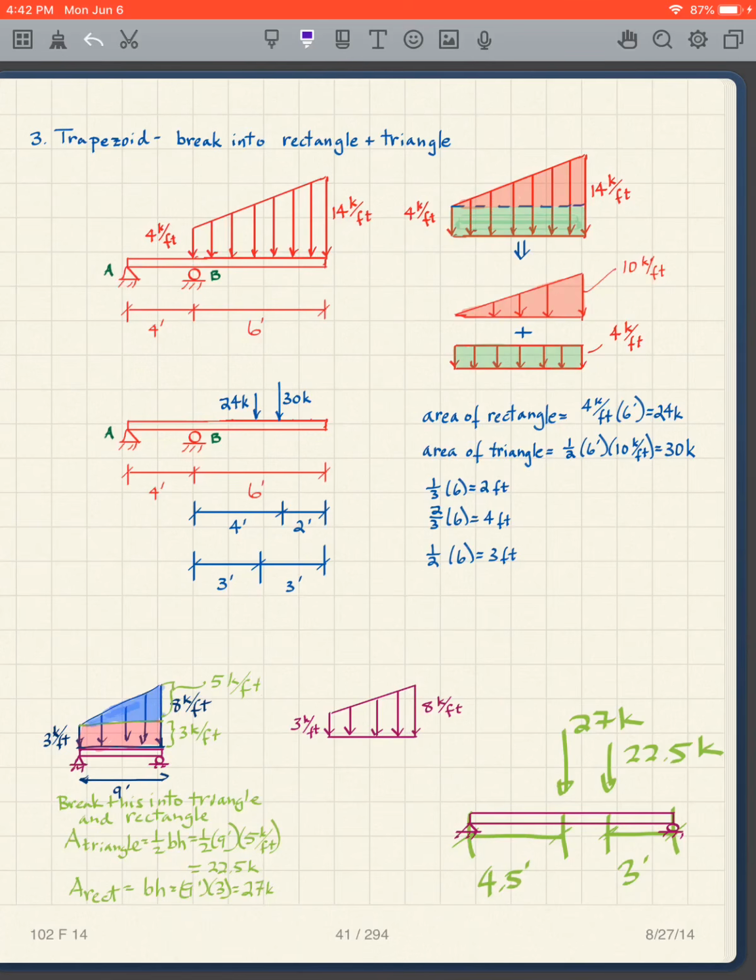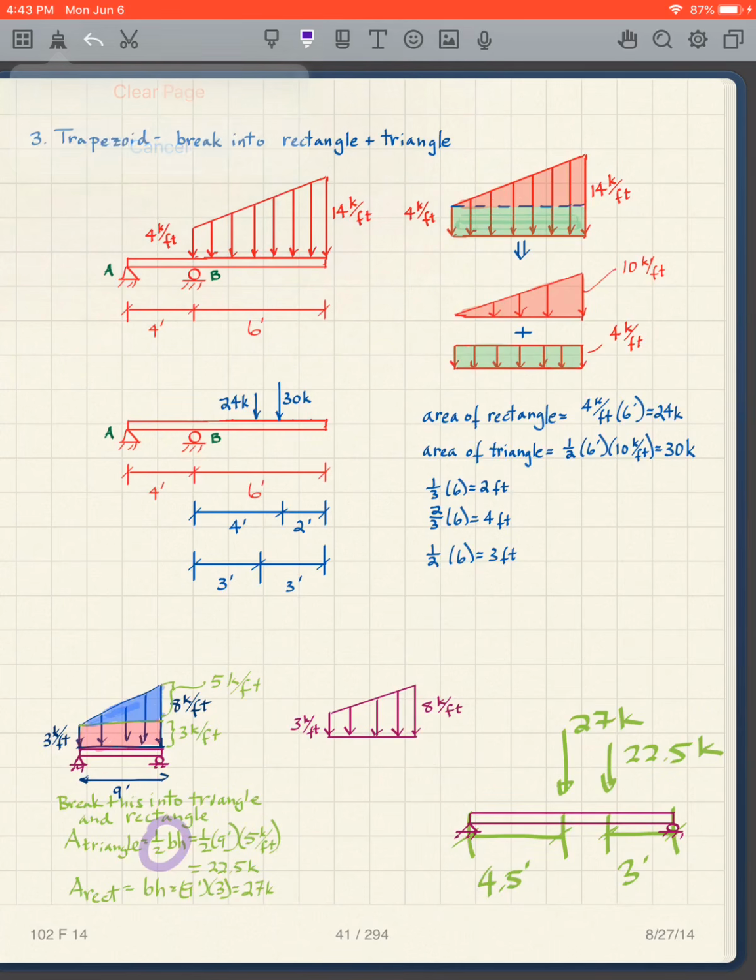We can create, again, the area of this one, which is 3 feet times the x distance of 9 feet, so that's 27. 3 times 9 is 27. So for the rectangle, we got 27 kips. For the triangle, I've got 1/2 the base times the height. So it's going to be 1/2 times 9 feet, because that's the base. The height, I just have to do with the second part of it. I'm not going to go back to the original 8. So I get 1/2 of 9 times 5.